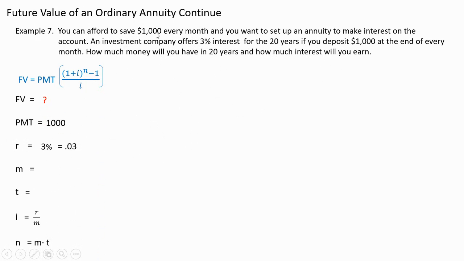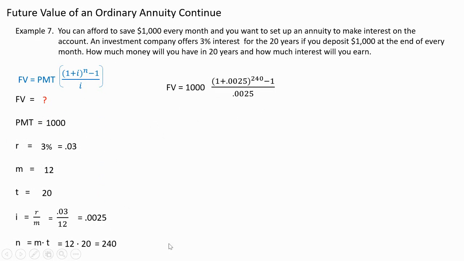The M, compounding means every month, so the M is going to be 12, because the payments are every month. The time is 20 years. The I is R divided by M, so 0.03 divided by 12. If you divide that, it's going to give you a nice definite number here. The N will be M times T, so 12 times 20 will give us, I believe, 240.